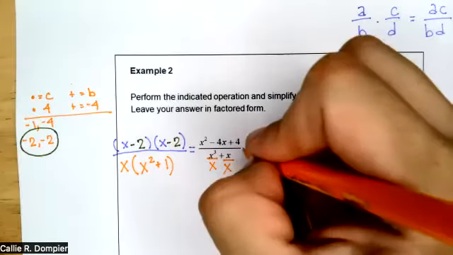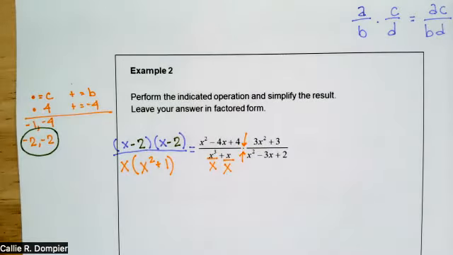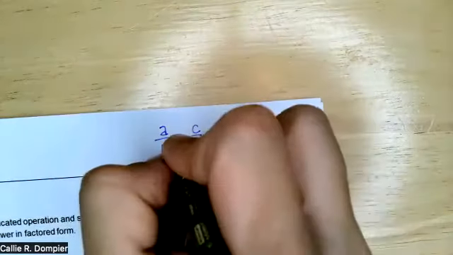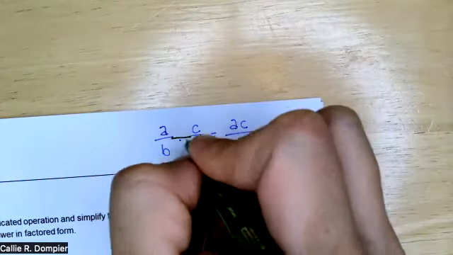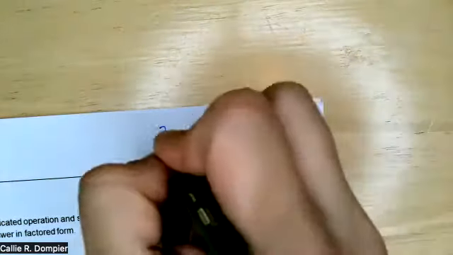But this is being multiplied by this. Multiplication, basically, all it means, right, is we're just extending that line. A over B times C over D means AC over BD. You're just making that line longer.